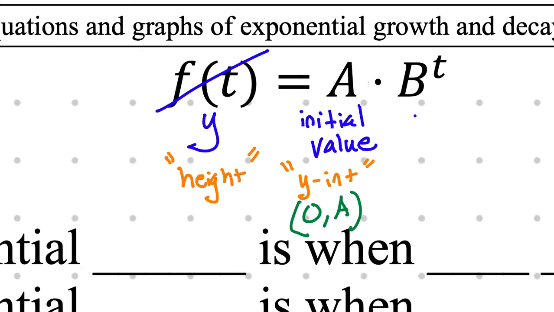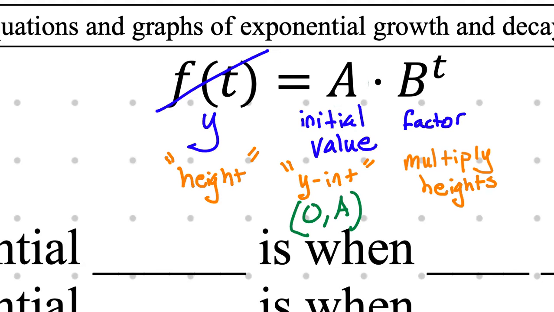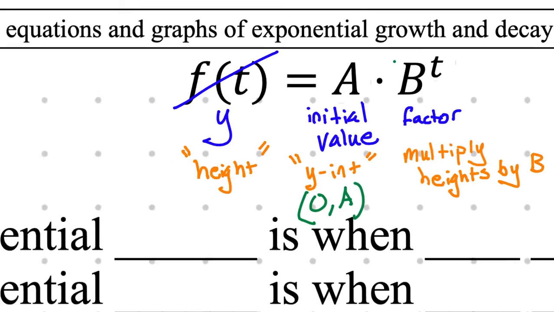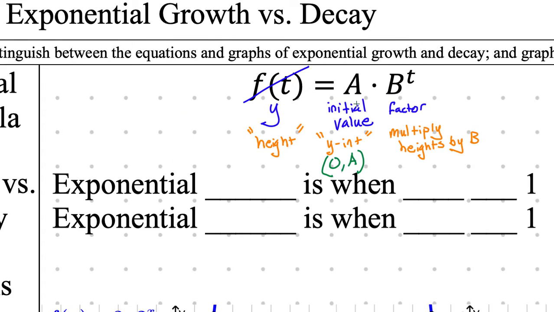And then b, we've been calling this thing our factor. Sometimes it's called the common ratio, but I like the word factor, it's used more often. And the thing that we need to remember here is what do we really multiply the heights by. So we'll write multiply heights by this capital B. Cool, that's our analysis. We don't have to worry about what's happening in this exponent yet, not until later. Maybe even in Algebra 2, I haven't actually looked ahead.